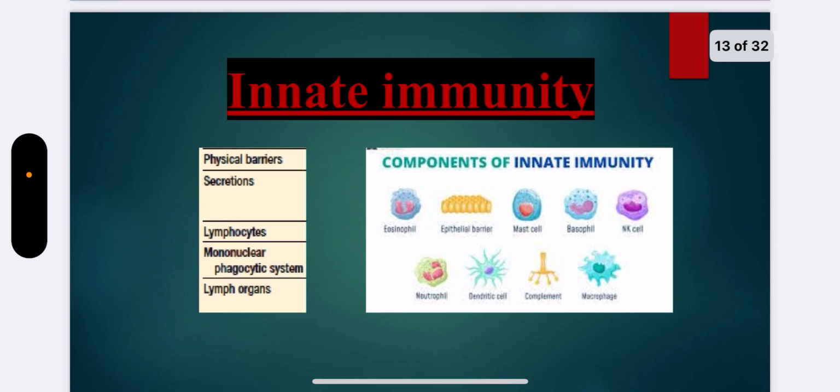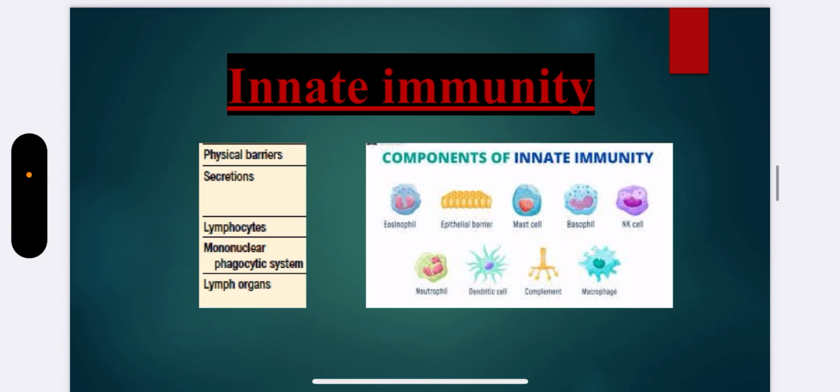Now about innate immunity. It is constituted by physical barriers like intact skin, mucous membrane, secretions like gastric secretion, saliva, tears, natural killer cells, a form of lymphocytes, and by the lymph organs like lymph nodes, thymus, spleen, gut associated lymphoid tissue, mucosa associated lymphoid tissue, etc. So you can see the components of innate immunity here.